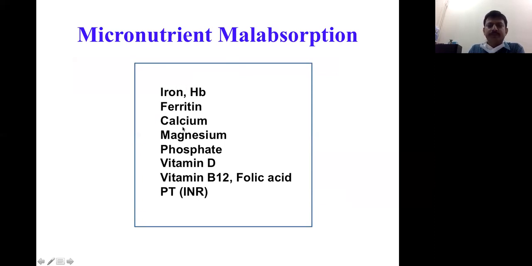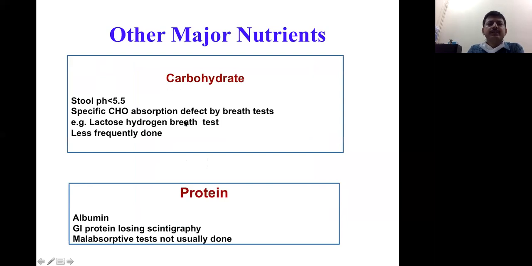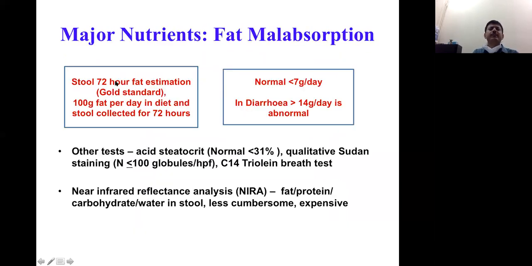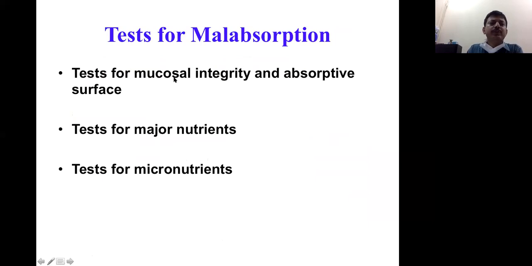So just to summarize the tests for malabsorption, we have, as I told you, the tests for mucosal surface integrity, which is a urine xylose, which we do in clinical practice. Test for major nutrients, which are carbohydrate, fat, and protein. What we do is the fat, 72-hour fat or a fat globule. If on clinical history and evaluation you have a clue as to what the underlying etiology is, the mucosal integrity and the major nutrient tests can be skipped. So we don't have to do these two tests in the patient.